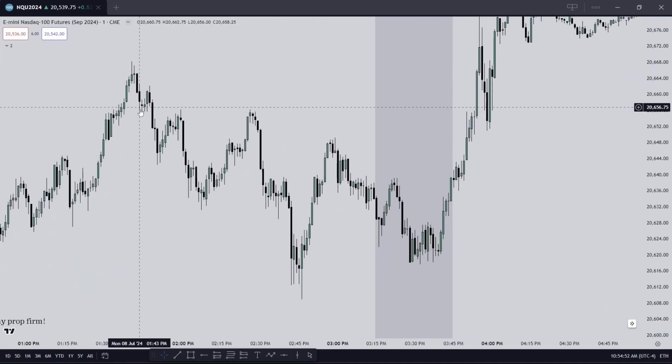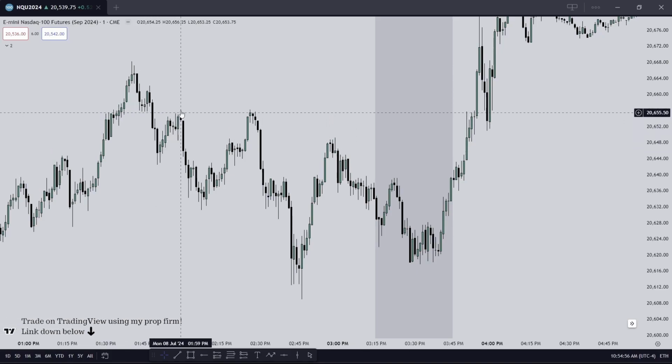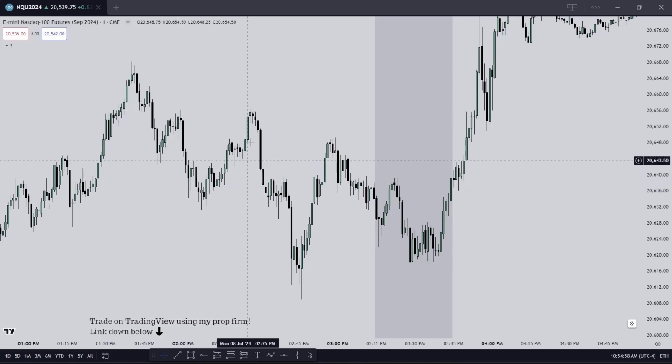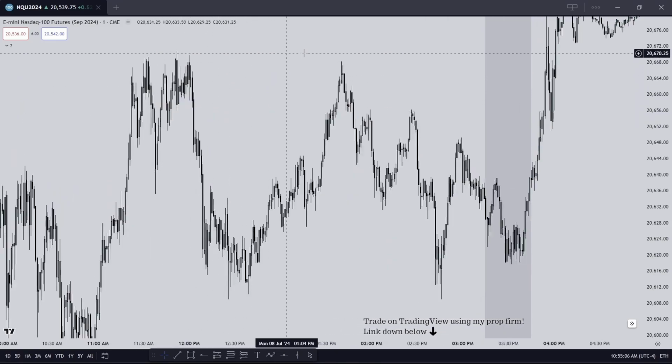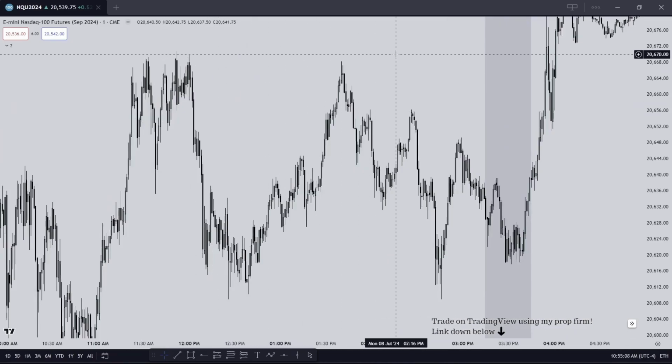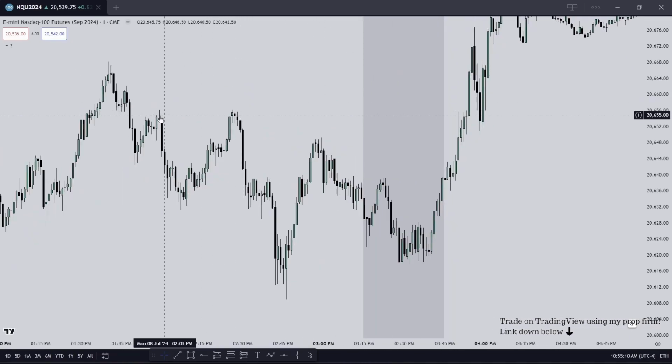Drop down. Traders are trailing their stop losses. This high, drop down, trailing their stop losses. This high, drop down. We don't take out this high. What is that? Equal highs, buy side liquidity. So we have equal highs up here, and we have equal highs up here. The market is not likely to leave these highs intact.